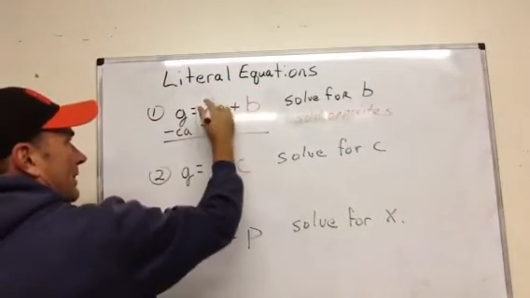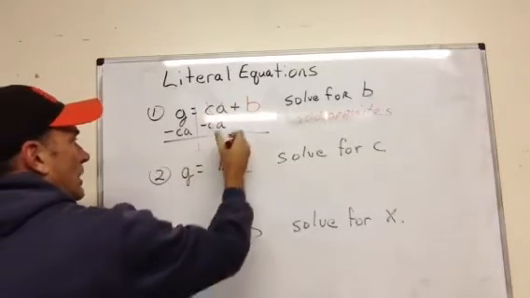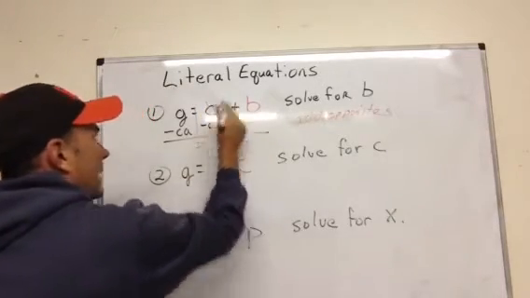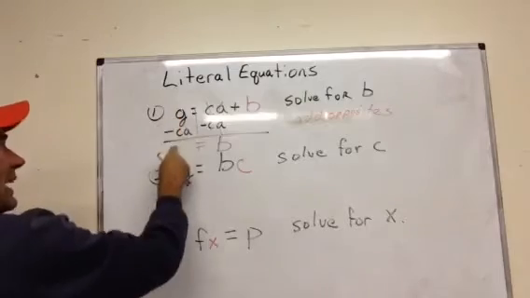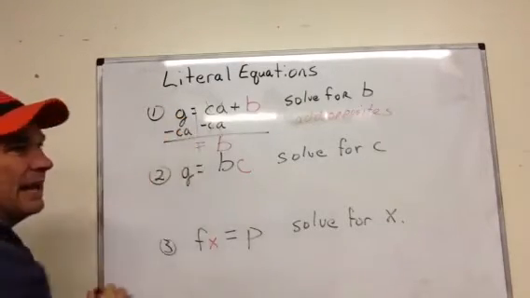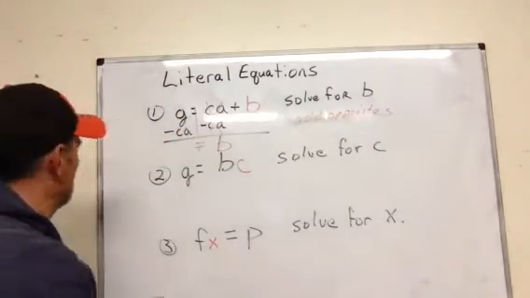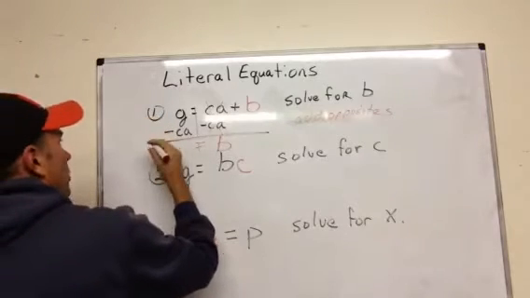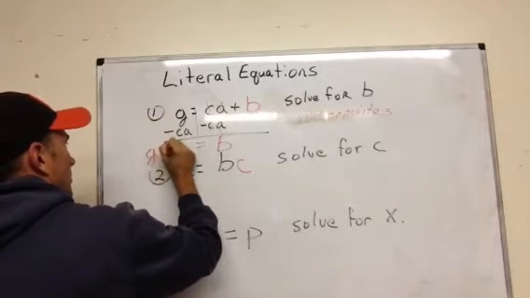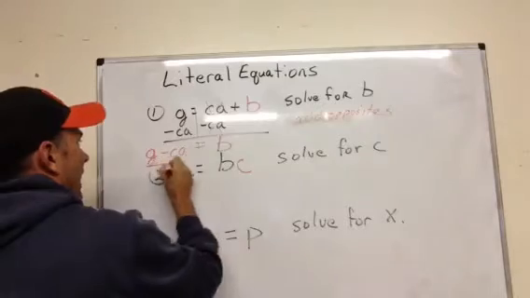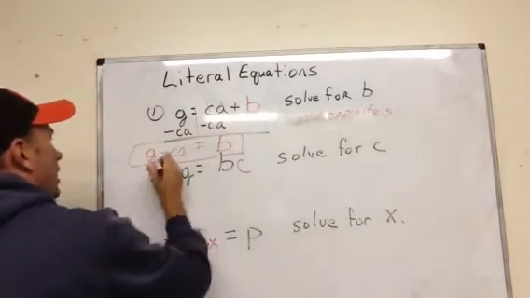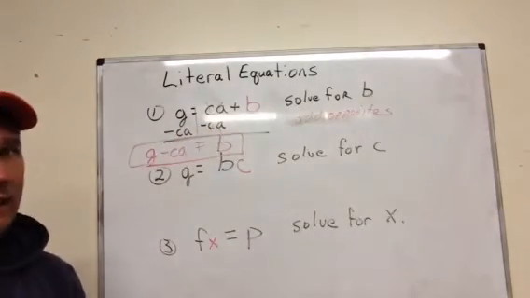Now, this ends up canceling out. We're left with B. We got B all by itself. Now, can we combine a G and a CA? Are those like terms? All we do is rewrite this: G minus C times A. And we are done. That's it.